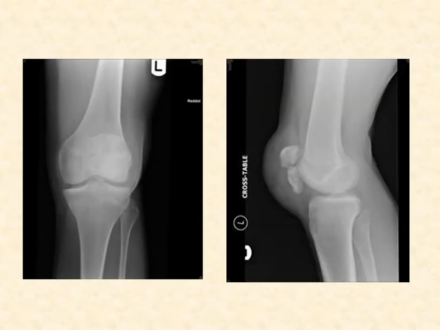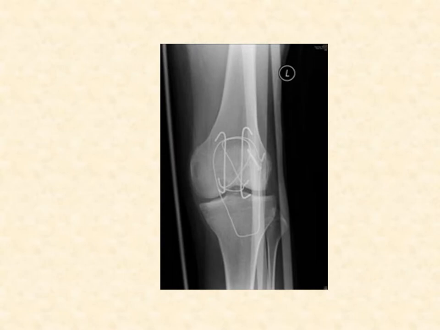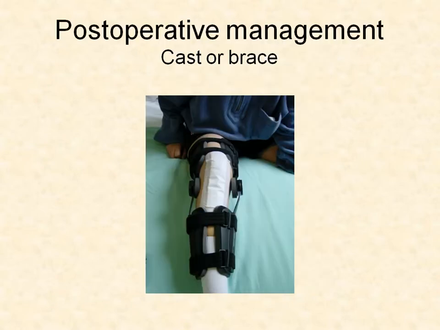Again, another example with a very comminuted inferior pole here, and rather than excise it, we've done a combination of things here. You can see there's a tension band wire, there's a cerclage wire around the patella itself, there's a screw fixing one of the main fragments, and a lag screw combination. And because the extensor mechanism was a bit tenuous, we've used a cerclage wire to protect that as well. So sometimes we have to use quite a variety of techniques to obtain the best results.